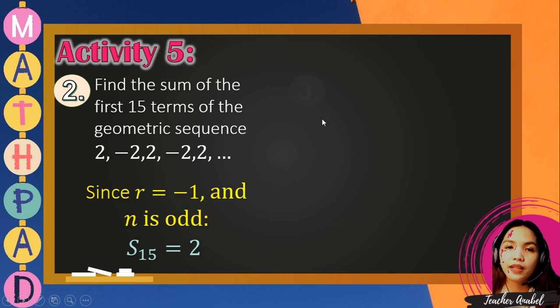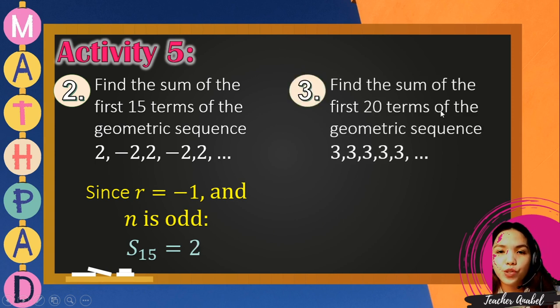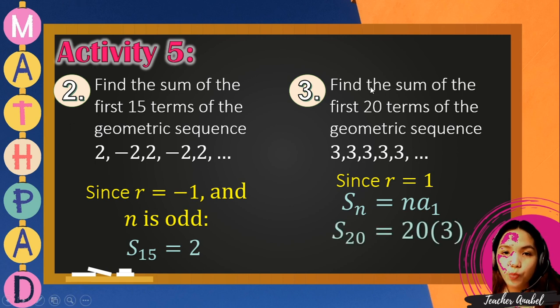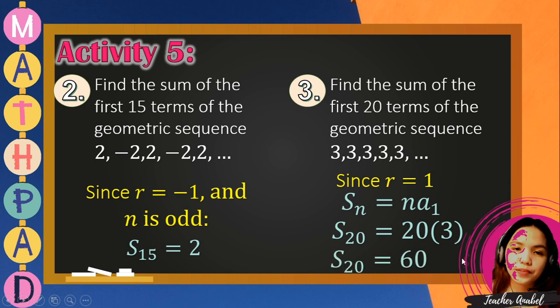Now, for the third one, find the sum of the first 20 terms of the geometric sequence 3, 3, 3, 3, 3. Okay, so what is our common ratio here? Correct, our common ratio is 1. And if the common ratio is 1, we can get the sum by multiplying n and the first term. So, we have n is 20 since we're looking for the sum of the first 20 terms. So 20 times the first term, 3, gives us 60. So S sub 20, or the sum of the first 20 terms of the given sequence, is 60.